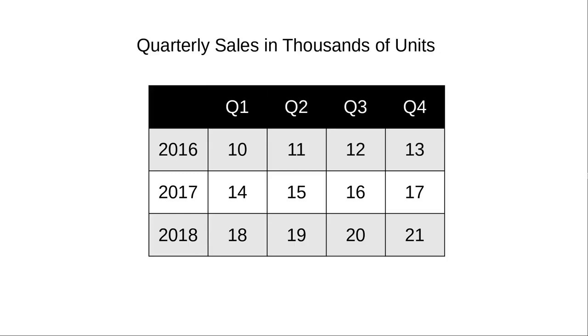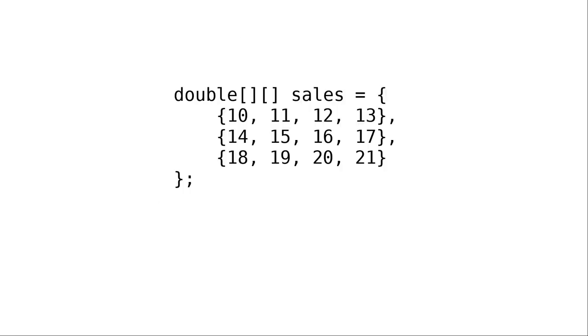Consider this table of quarterly sales over 3 years. It's a two-dimensional table with rows and columns. Here's how we represent it in Java. We use 2 sets of square brackets instead of 1, and we put each row of the table in its own set of braces. You might be thinking, that looks a lot like an array that has 3 arrays in it, and you'd be entirely correct.